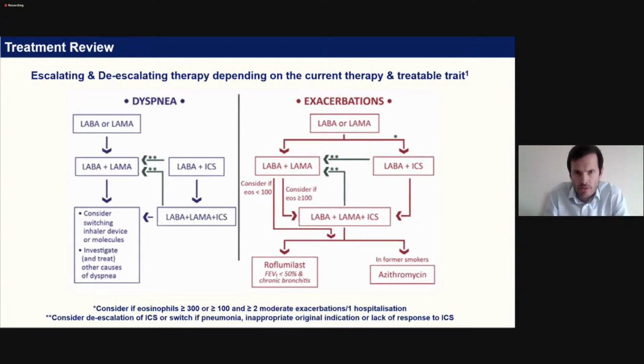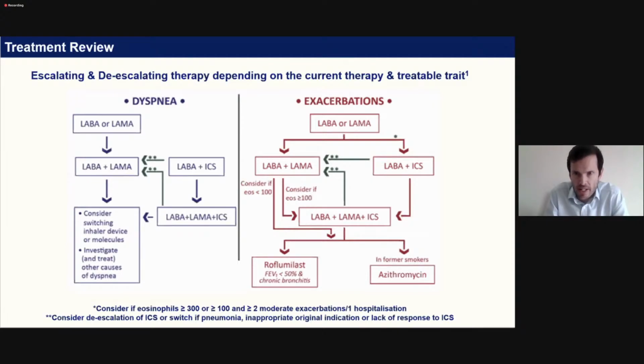So, for example, with patients who are experiencing exacerbations as a primary symptom, a LABA or a LAMA inhaler can be escalated to a LABA-LAMA combination if there's ongoing exacerbations, or a LABA plus ICS, particularly if there's higher blood eosinophil counts, as previously mentioned. De-escalation of inhaled corticosteroids or a switch should be considered if the patient has experienced pneumonia, if there was an inappropriate original indication for ICS use, or if there was a lack of response to the ICS.